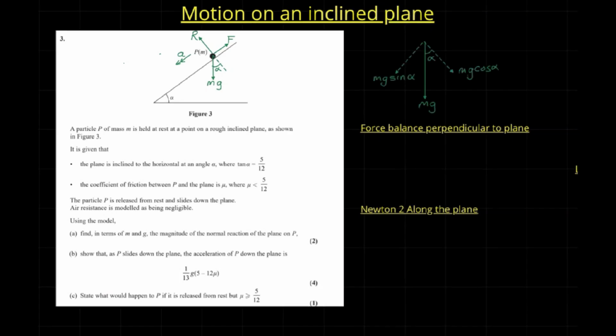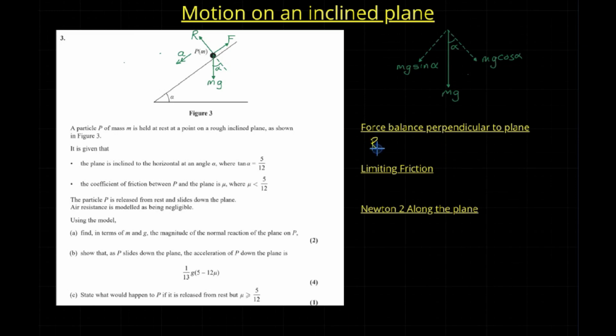We can see that we can resolve mg normal to the plane as mg cos alpha and along the plane as mg sin alpha. That's simple trigonometry. Having done that, we can now equate the two perpendicular forces, so we know that the reaction force must be equal to mg cos alpha, and we have now answered part A of the question.